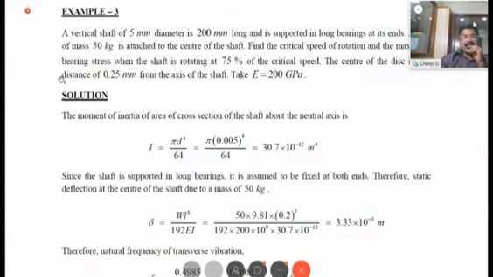A disc of mass 50 kg is attached to the center of the shaft. Find the critical speed of rotation and the maximum bearing stress when the shaft is rotating at 75% of the critical speed. The center of the disc is at a distance of 0.25 millimeter from the shaft axis. Take E is equal to... So what you are given is, there is a shaft which is fixed at both ends. At the center there is a disc of mass 50 kilogram.